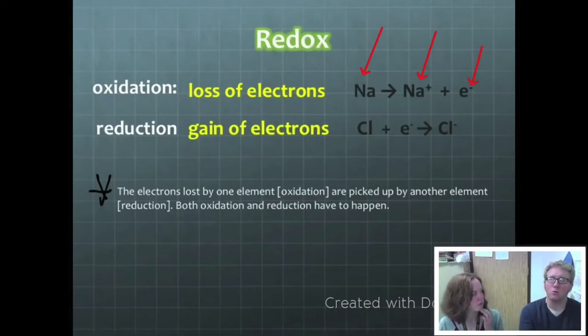Oh, you know what this kind of sounds like? It kind of sounds like balancing. A little bit. We have to make sure that we have the same number of elements on both sides, so we have to make sure that our charges work out on both sides too. Yeah. Oh, that's kind of neat. Mm-hmm. Okay.